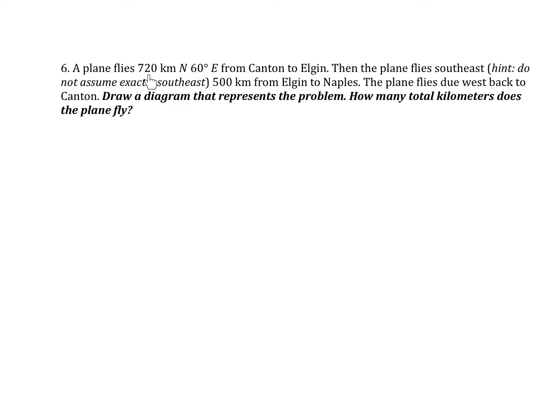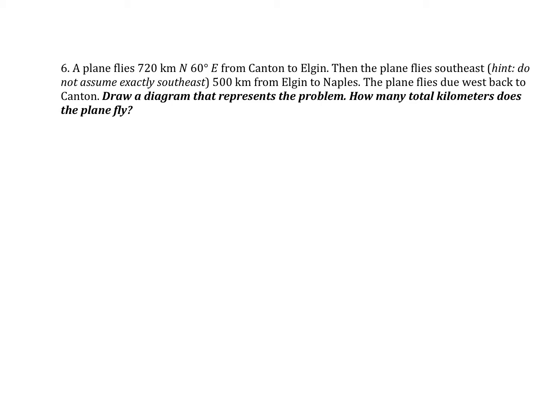A plane flies 720 kilometers north, 60 degrees east from Canton to Elgin. Then the plane flies southeast, so a hint, do not assume exactly southeast, so you don't know the angle, 500 kilometers from Elgin to Naples. The plane flies due west back to Canton. So we want to draw a diagram that represents the problem.